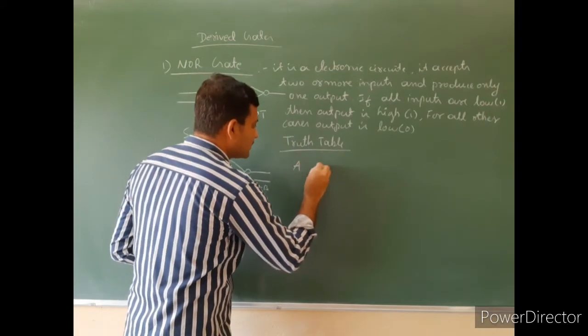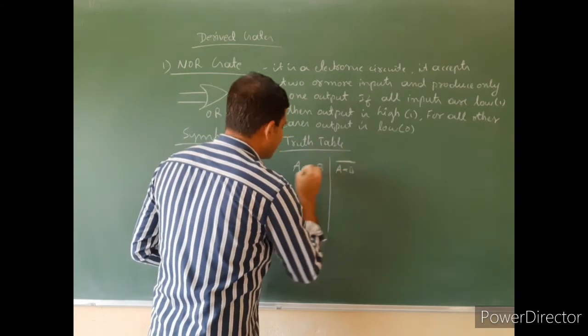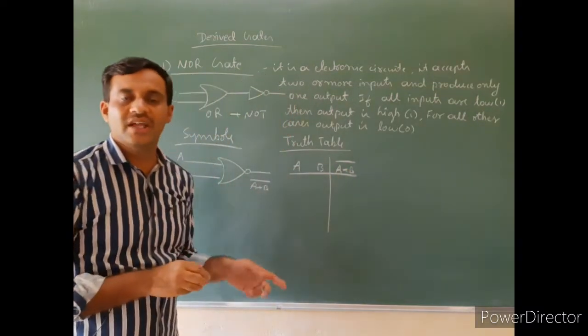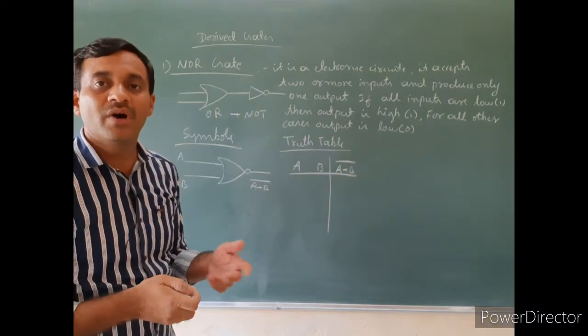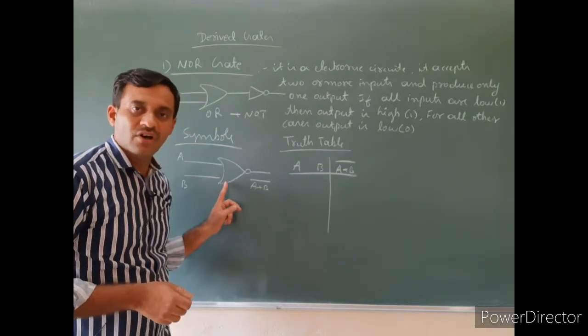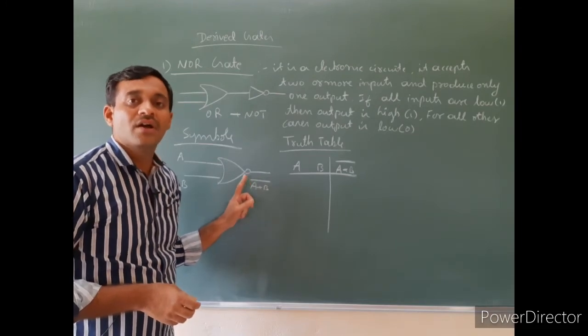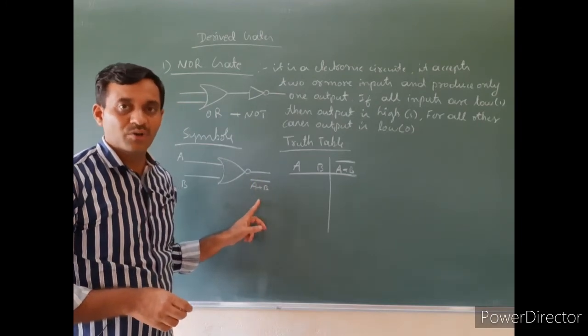It accepts 2 or more input signals and produces only one output signal. If it is A, B, then the output is A plus B bar. Why is there a bar here? Because it is a combination of OR and NOT. There is an inverter bubble at the output side, so the inverter bubble complements the output.